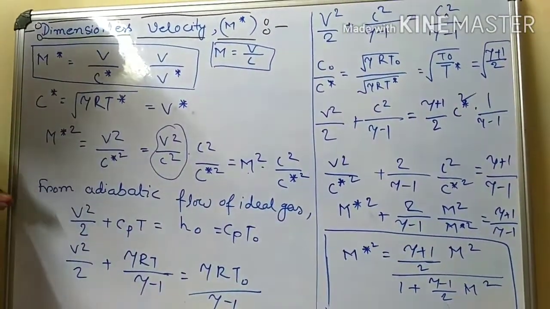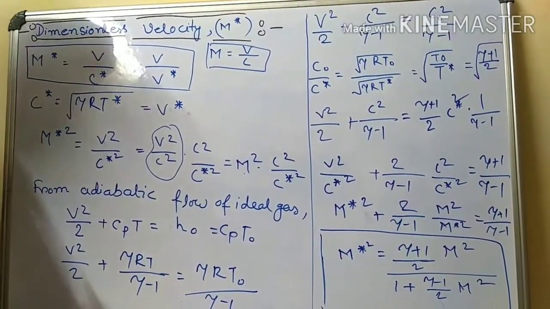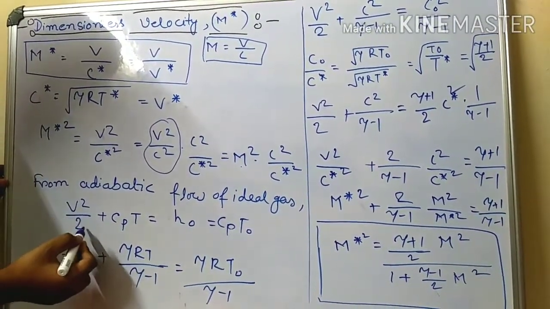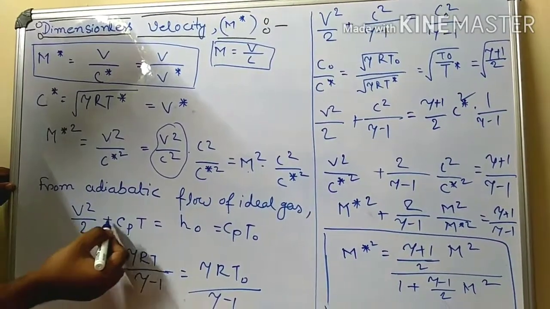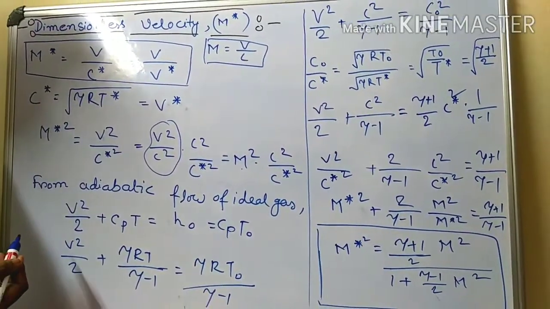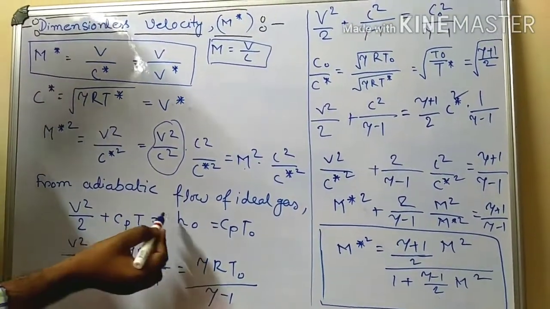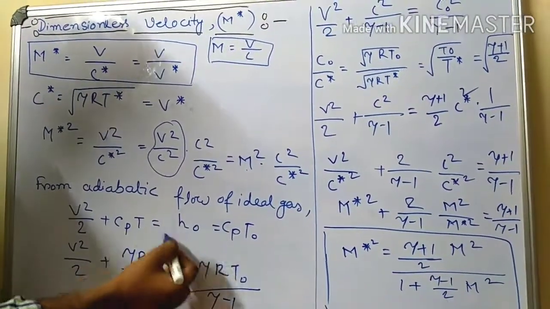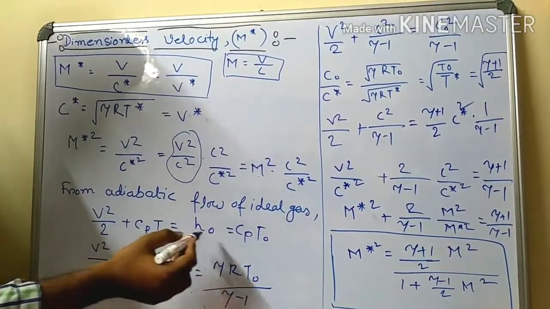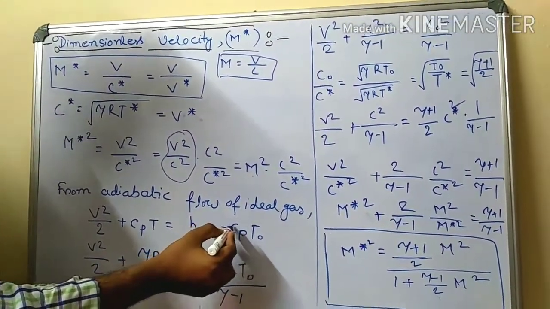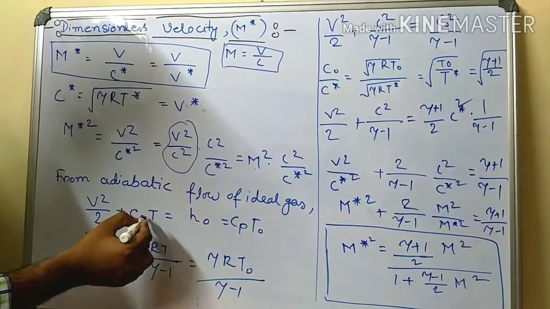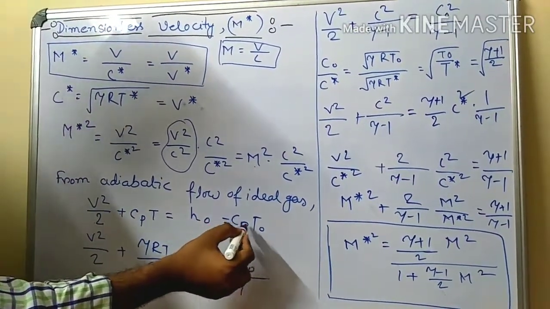Now, as you know, from the adiabatic flow of an ideal gas, v square by 2 plus Cp into T is equal to H0. From the stagnation properties, the stagnation enthalpy, designated with H0, is nothing but the summation of the kinetic energy plus Cp into T. H0 is also equal to Cp into T0, right? So v square by 2 plus Cp into T is equal to Cp into T0.